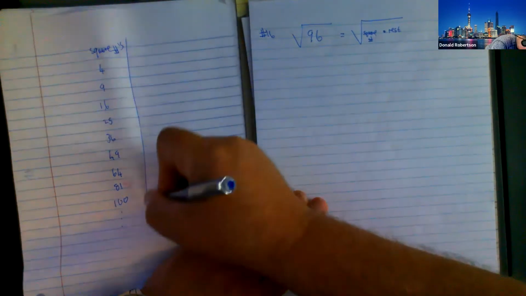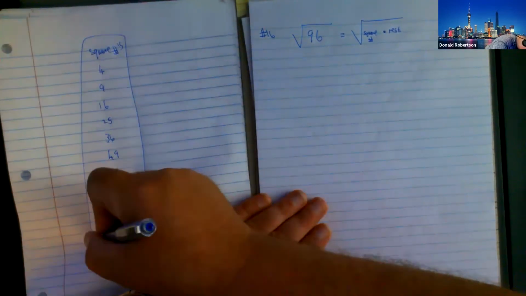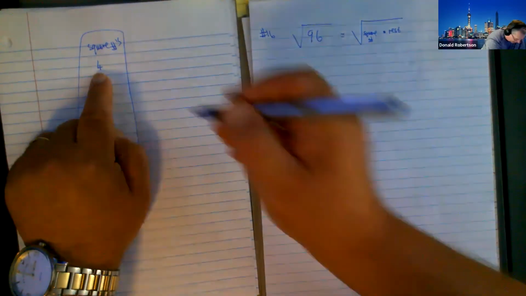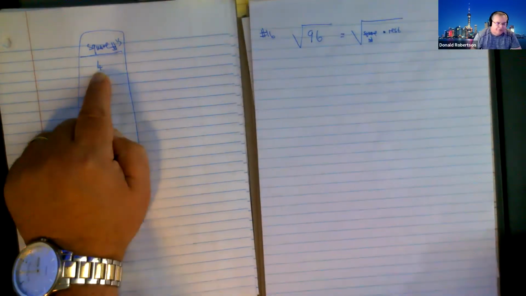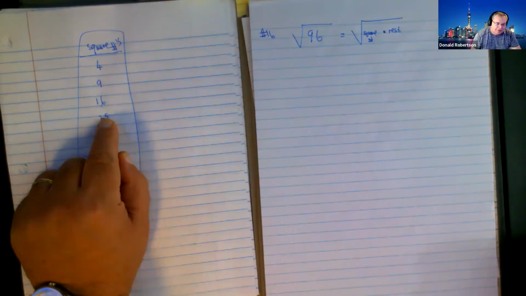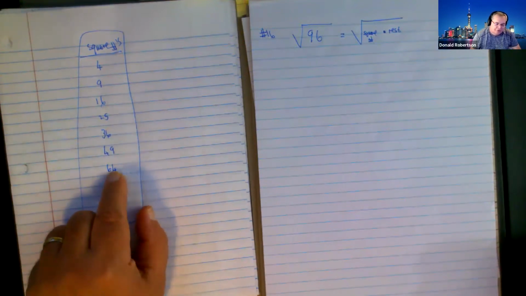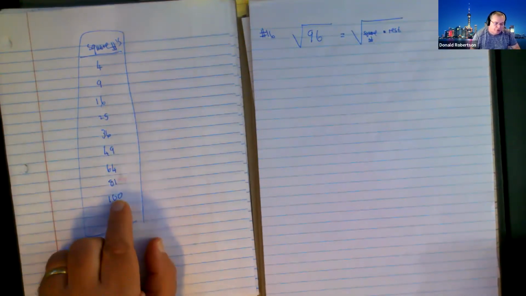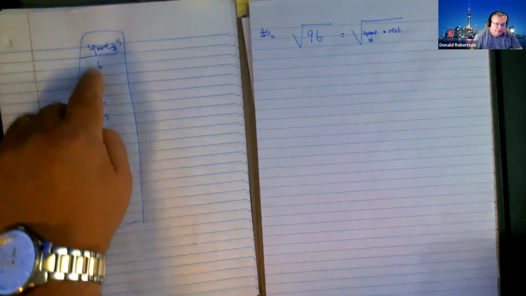Now, square numbers have a nice property. They have exact values for their square root. So, for instance, the square root of that guy is 2. Square root of 25 is 5. Square root of 64 is 8. Square root of 100 is 10. So these are the numbers that you can choose from.